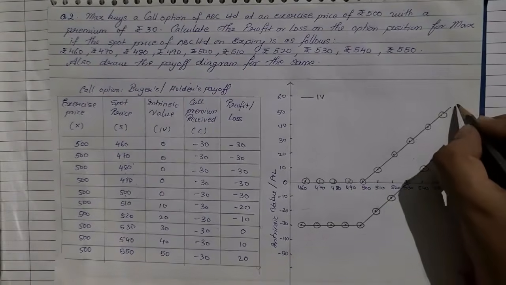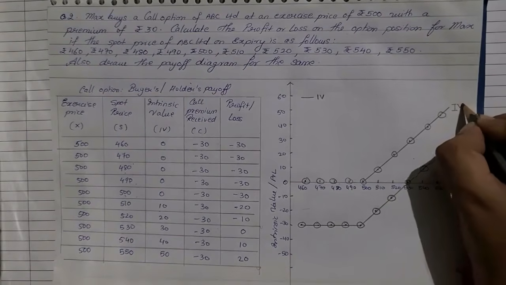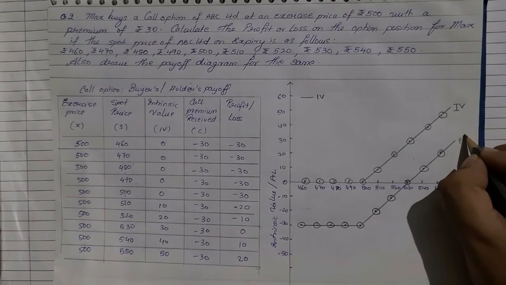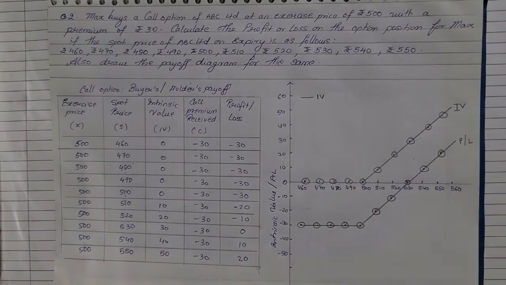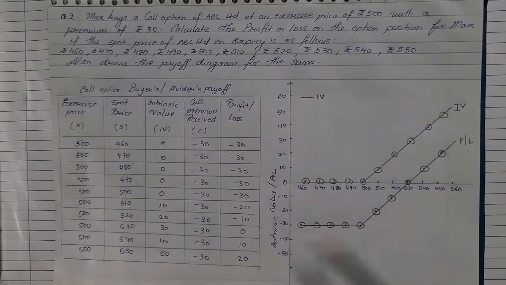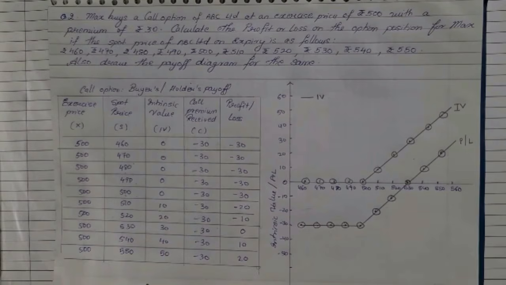Okay, so the first curve was my intrinsic value, and the second curve is nothing but my profit and loss curve. So this is how we have to solve the sum based on call option when they have given us the buyer's payoff. This was the tabular way, and this is the graphical representation of the same. I hope you all have understood how to solve sums based on call option whenever there is a buyer's payoff. Now let us go ahead with the next type.